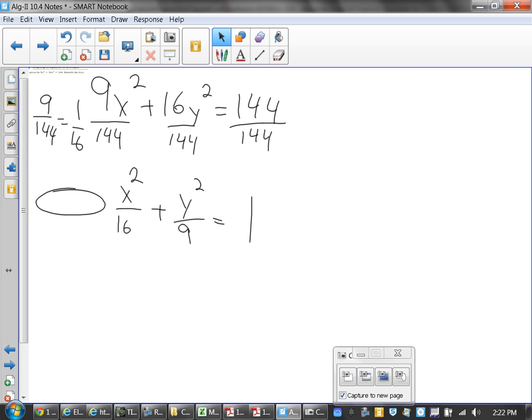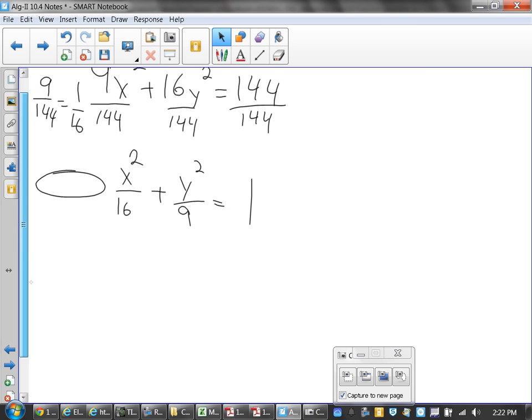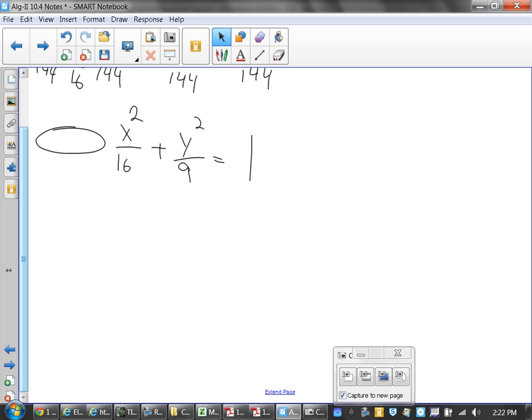If it's vertical, how would c squared equal a squared minus b squared? It's the same thing for all. Oh, so we get a negative? No, c squared is a squared minus b squared. If it's vertical, a squared is always the bigger of the two numbers. It just means that a squared happens to be underneath the y instead, that's all.